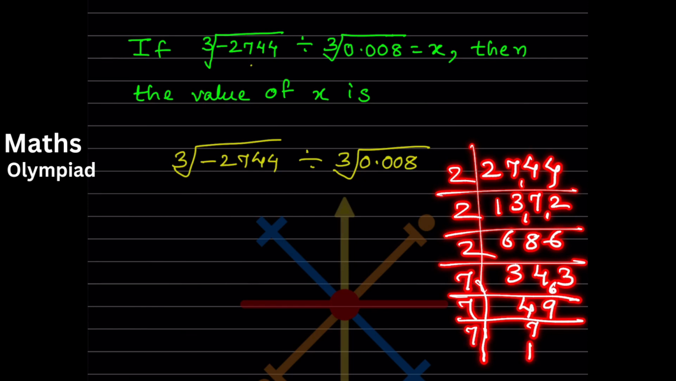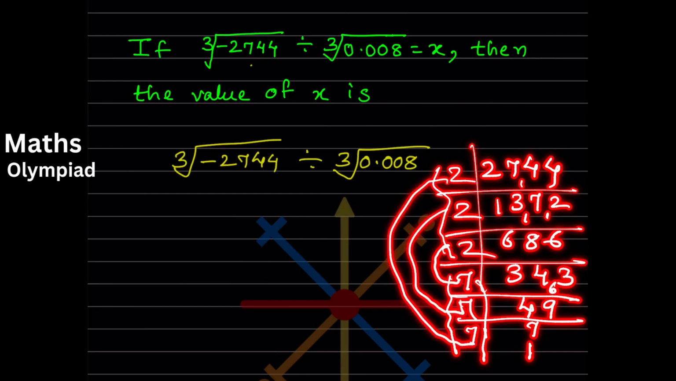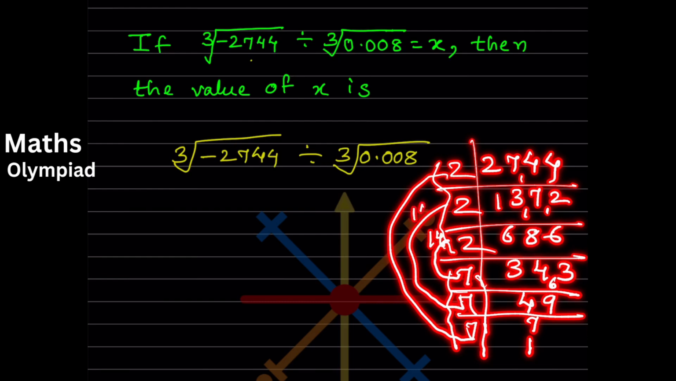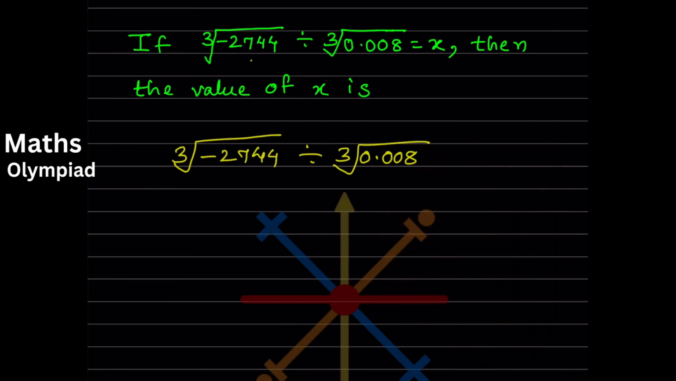Now since this is a cube root, can you see these are 3 numbers: 2 appears 3 times, and 7 also appears 3 times. So we can make a group because that is a cube root. So this along with this and this and this one. So this is going to be 14, this is going to be 14, and this is going to be 14. Now we can write here the cube root of minus 14, because this is minus, so we are going to write minus here. Minus 14 into minus 14, we are going to write it 3 times.